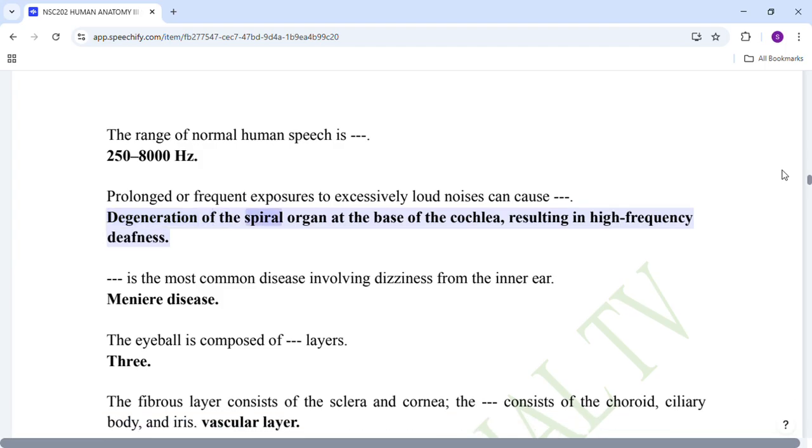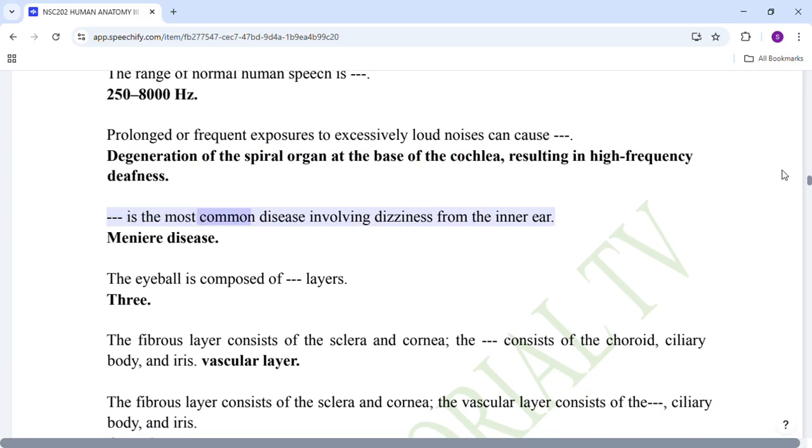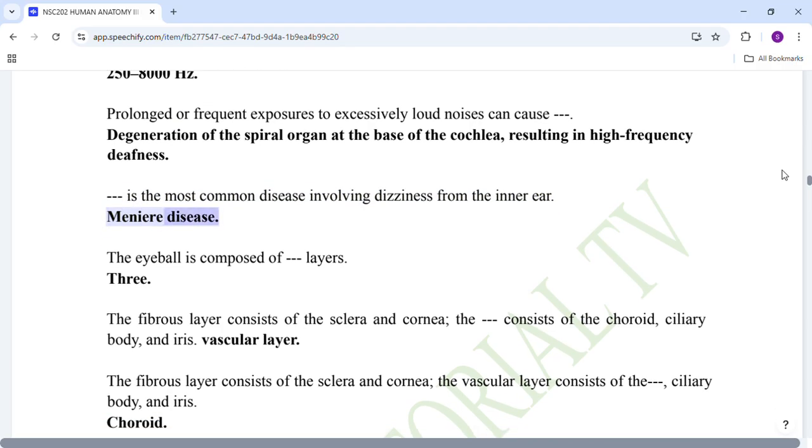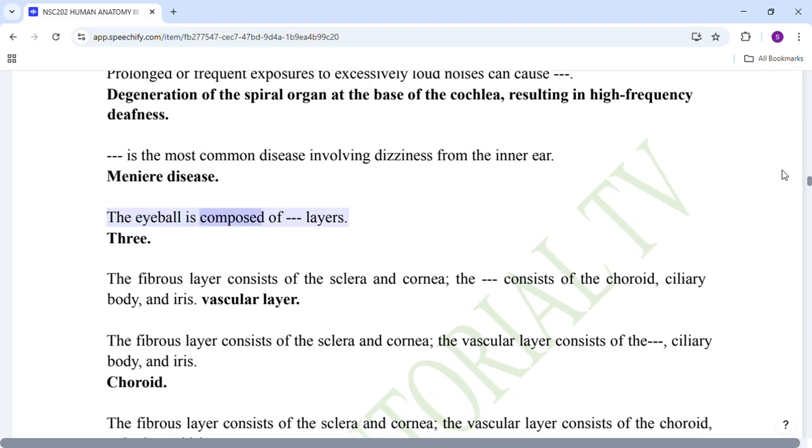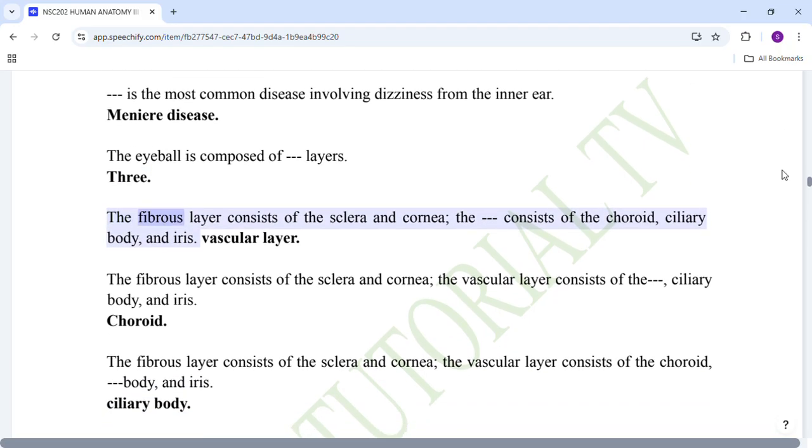Prolonged or frequent exposures to excessively loud noises can cause degeneration of the spiral organ at the base of the cochlea, resulting in high-frequency deafness. Meniere's disease is the most common disease involving dizziness from the inner ear. The eyeball is composed of three layers.